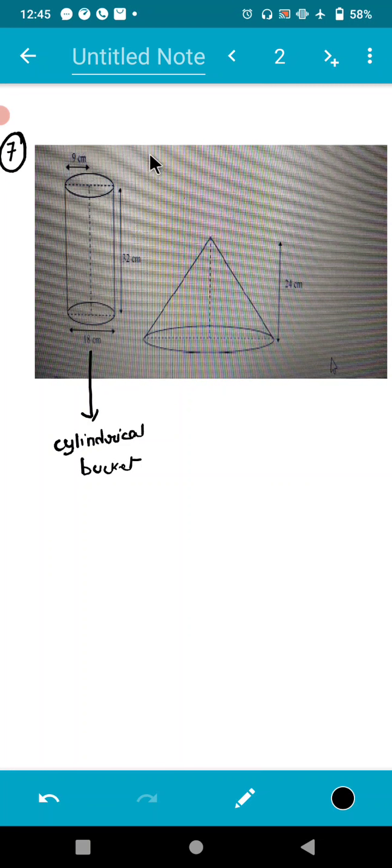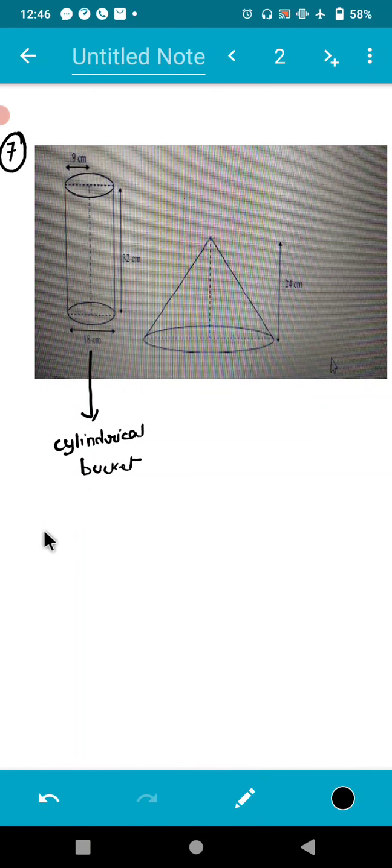Now this entire bucket is filled with sand. This bucket is emptied on the ground, and a conical heap of sand is formed. The dimensions are also given. If the height of the conical heap is 24 centimeter, then find the radius and the slant height of the heap. It's very easy. The amount of sand present in the bucket would be equal to the conical heap, because we got this sand from this bucket only.